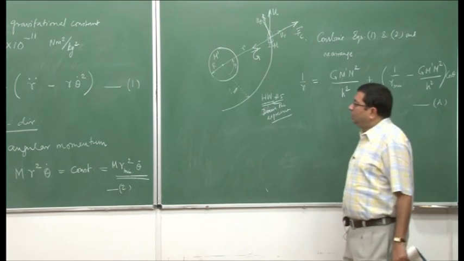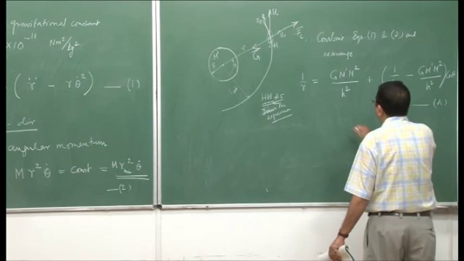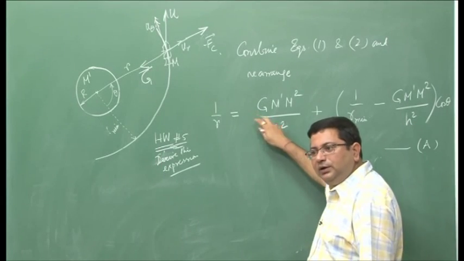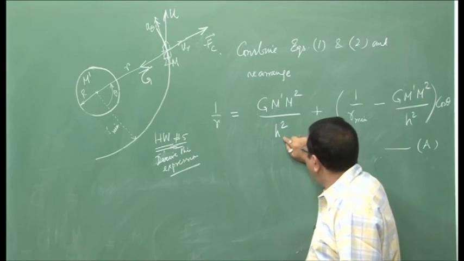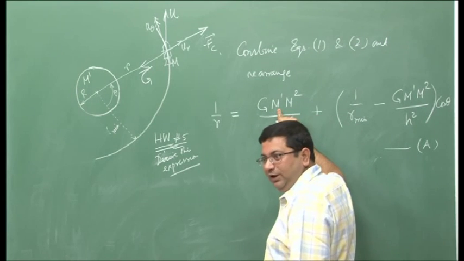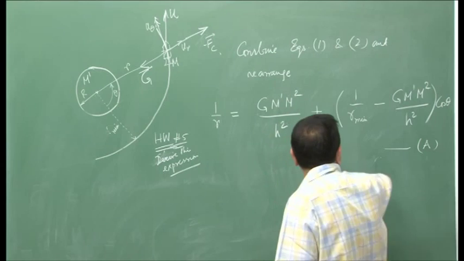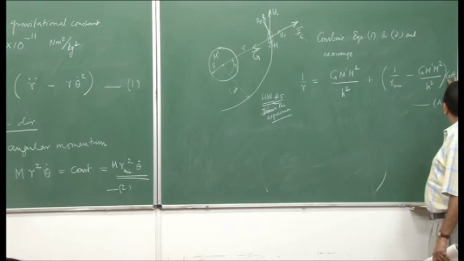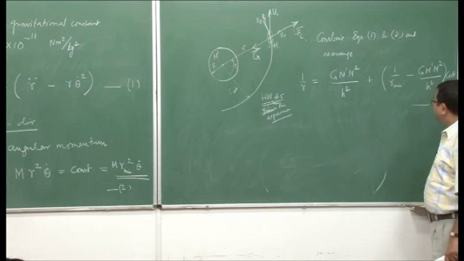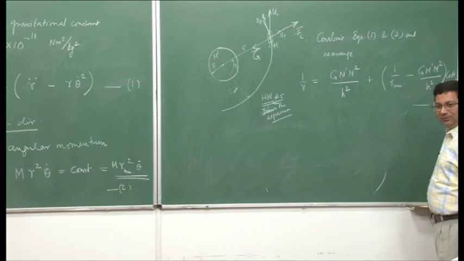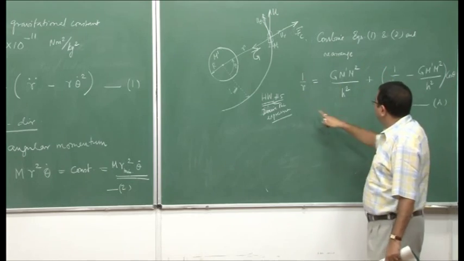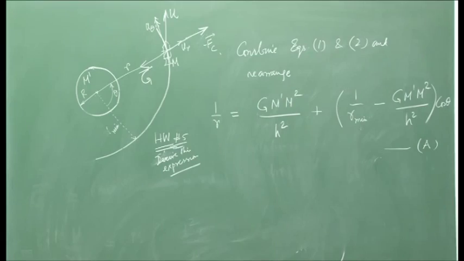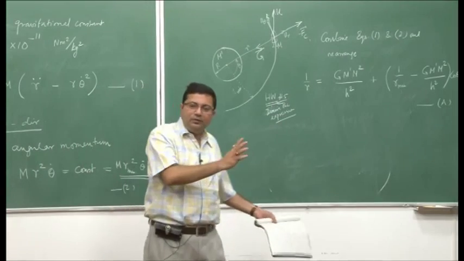All right. So, now what we have is an expression for R in terms of the universal gas constant, the conserved angular momentum, the mass of the bigger heavenly body, the mass of the satellite, the minimum distance of the satellite from the body, and at a particular instant of time, the angle that this makes with this body. Okay. We have got this expression. Now, this is the general equation for orbit.